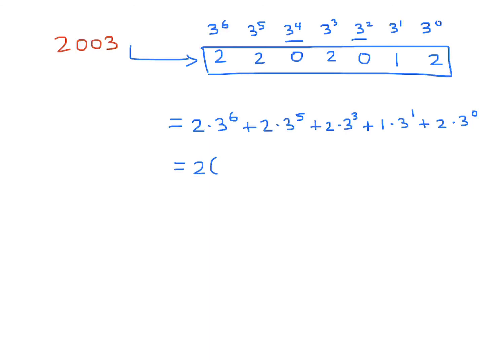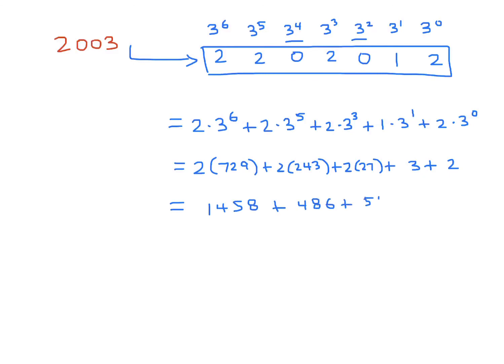If you do the math, you'll get 3 to the power of 6 is 729. 2 times 3 to the power of 5, which is 243. Plus 2 times 3 to the power of 3, which is 27. Plus 1 times 3, which is just 3. Plus 2 times 1, be careful, that's 2. This was 1458 plus 486 plus 54 plus 3 plus 2. And that does indeed add up to 2003. Okay?